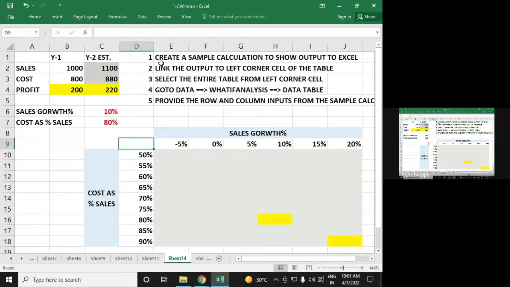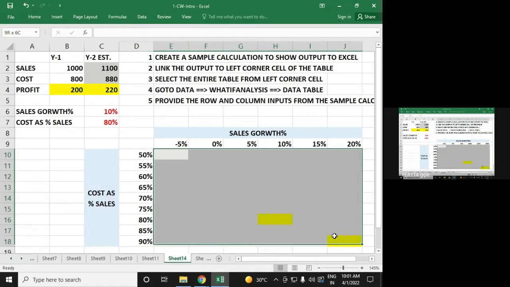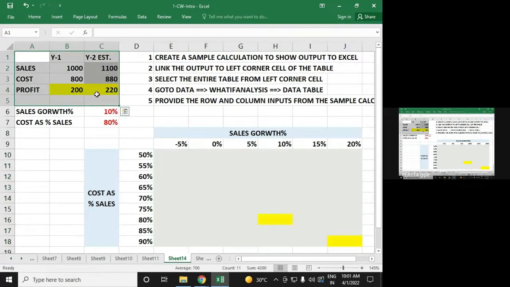Step 1 is create sample calculation. तो हमें यहाँ चाहिए क्या? सेकंड ईयर का एस्टिमेटेड प्रॉफिट चाहिए. तो वो कैसे निकालना है वो हमने सैंपल क्रिएट कर लिया. Step 2, link left corner cell to the output that you want. Whatever you want in the data table here, link it in the left corner cell. Step 2 is equal to that output.